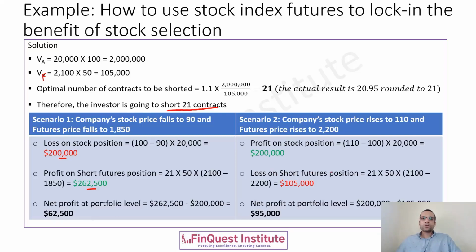Now the futures position is going to lose because the futures price has risen, and that loss is 2100 minus 2200, into 21, which is the number of contracts, into the standard multiple of 50, which gives us minus 105,000. Again, at a net portfolio level, we add these two, that is 200,000 minus 105,000, which gives us a value of $95,000, which is the net profit on this position. So this is how an investor might want to use stock index futures in order to lock in the benefit from their stock selection.